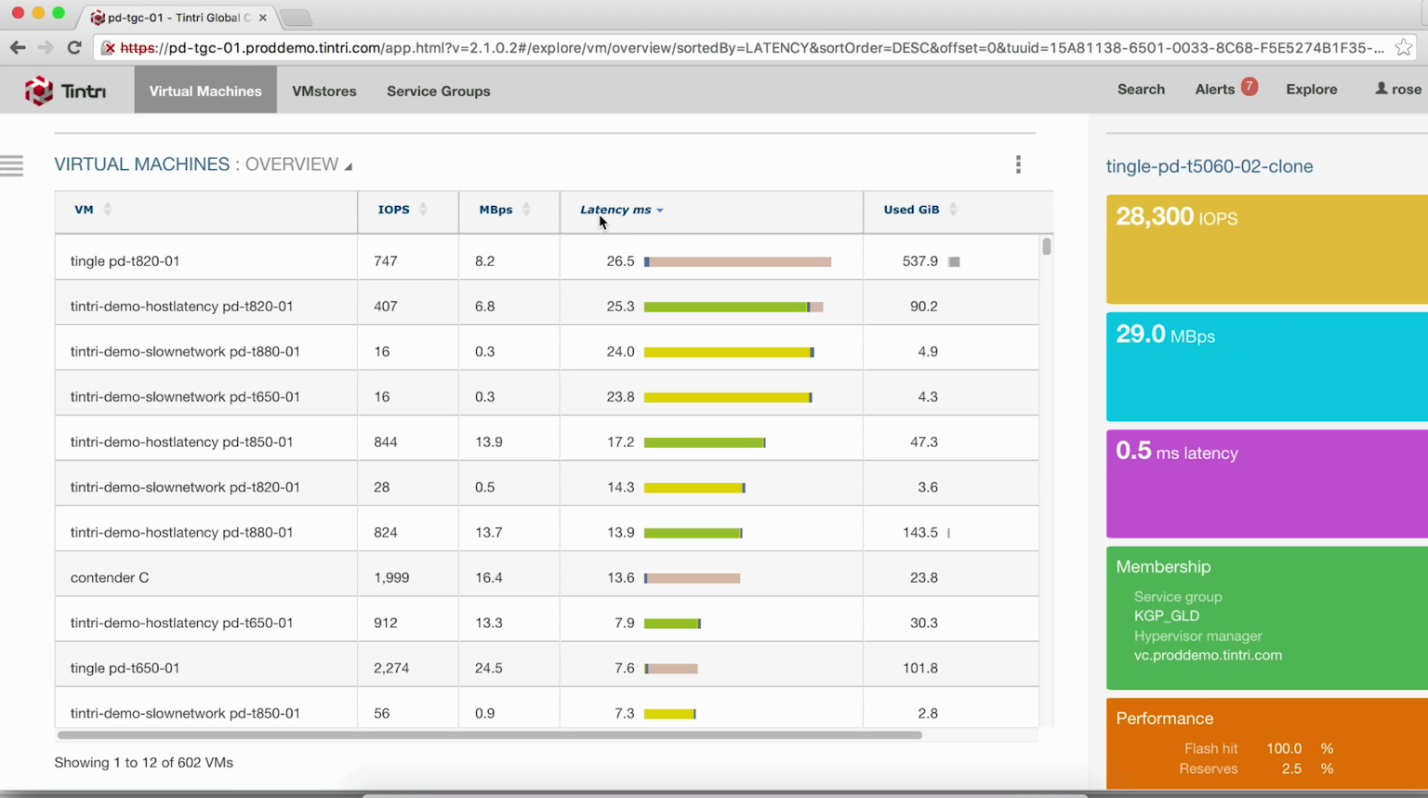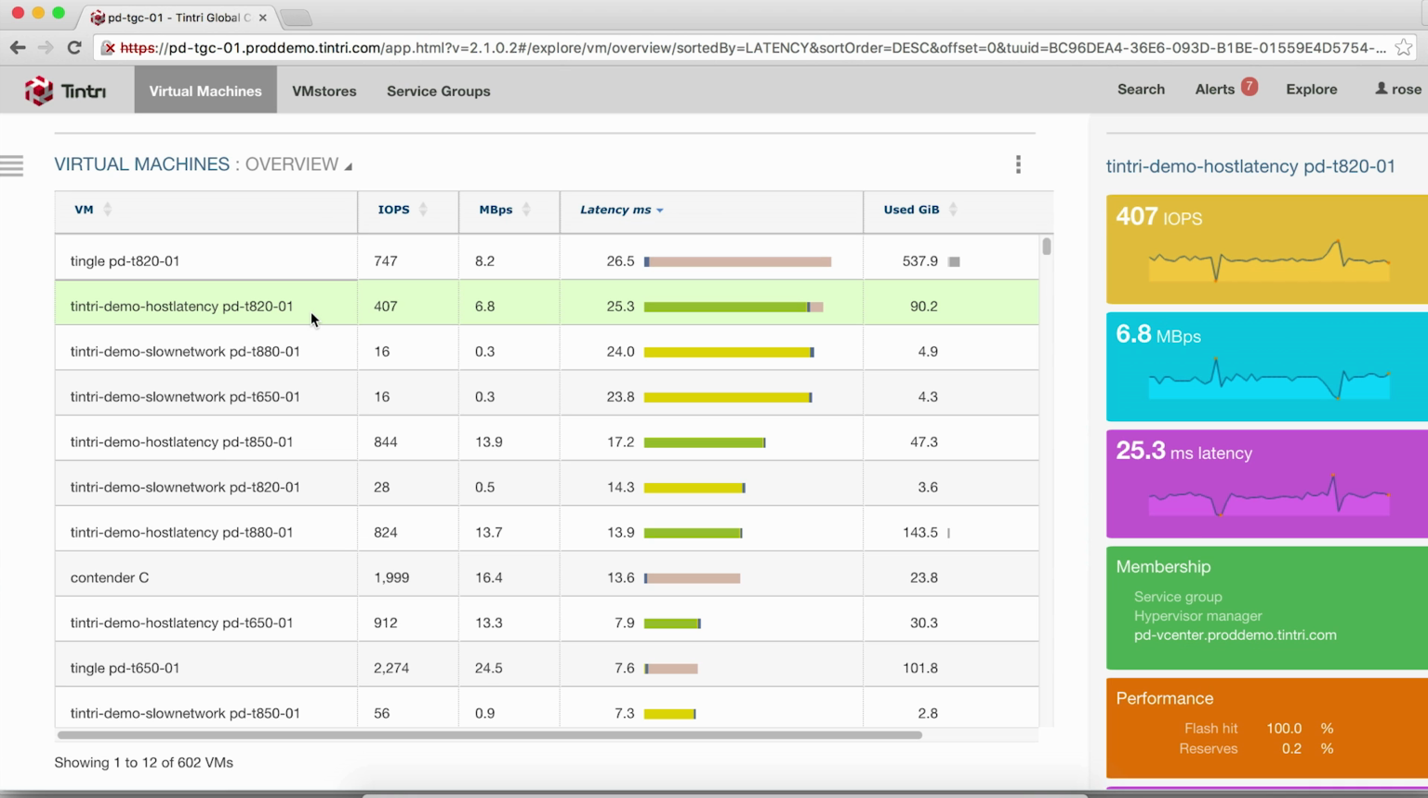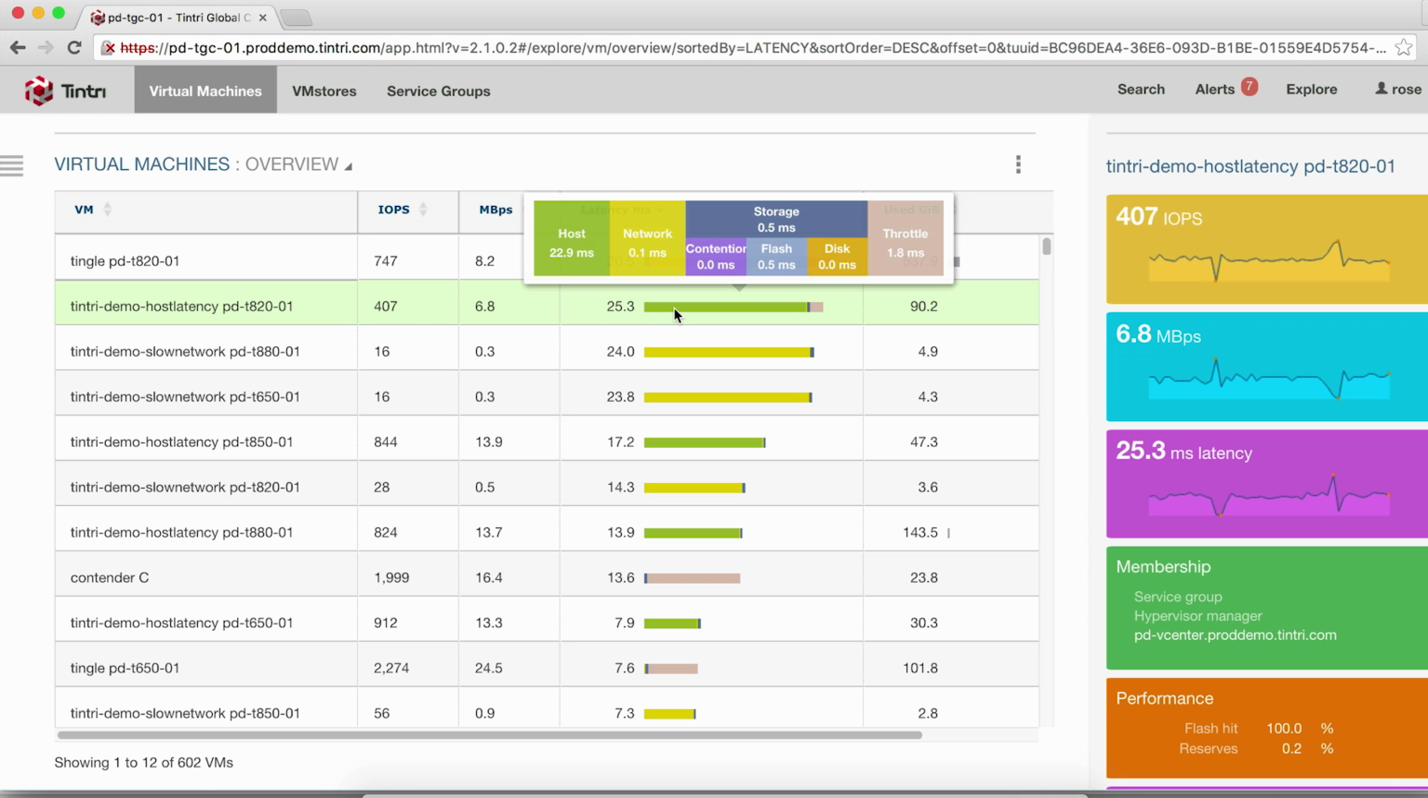Okay, something is going on. We have many VMs experiencing high I/O latency, many above 20 milliseconds per I/O on average. Let's pick one of the VMs with the highest latency and investigate the cause. So let's pick Tintri Demo PDT82001. Hovering over the latency bar, we see a breakdown of the latency.